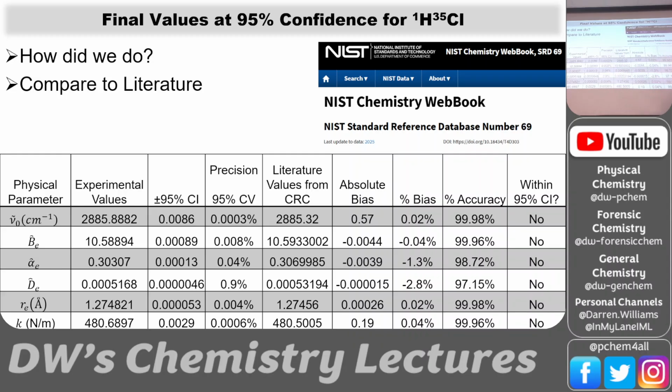Now, the one thing that gives me a little bit of heartburn is I've taken my uncertainty values and multiplied them by 1.96 so I could get the 95% confidence interval. So I'm 95% confident that the true value should be within these limits, and none of them are. That's weird. So that gives me a little bit of heartburn. I actually don't know why that's not the case.